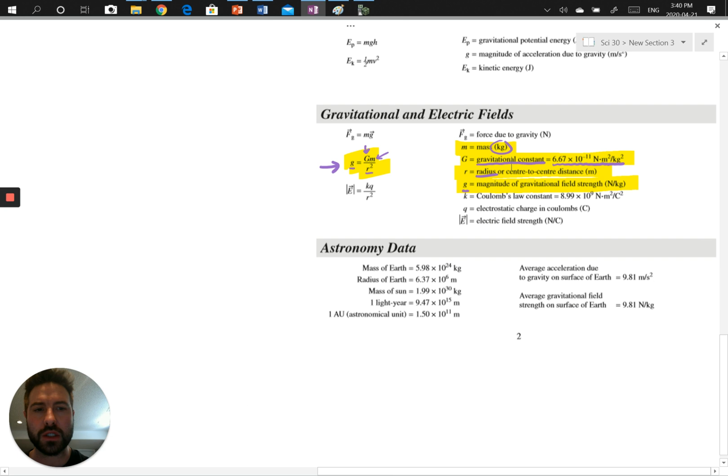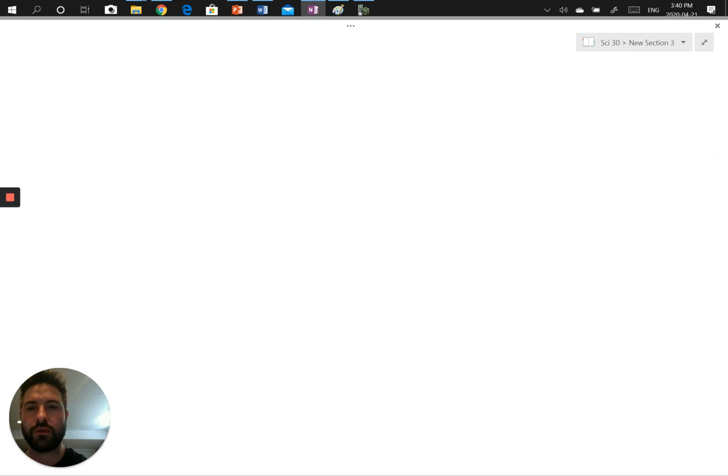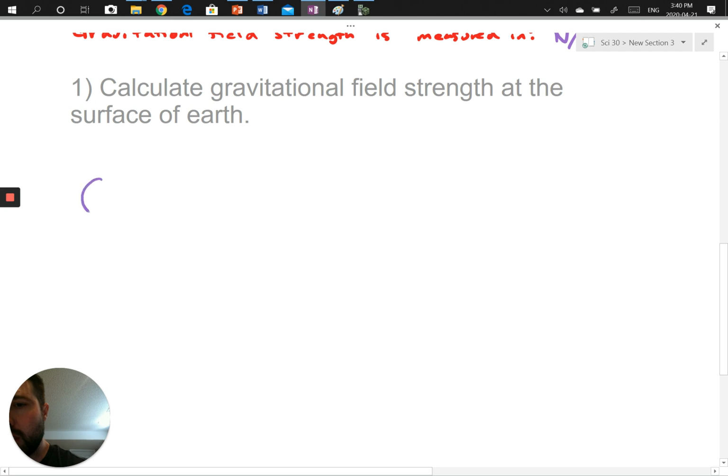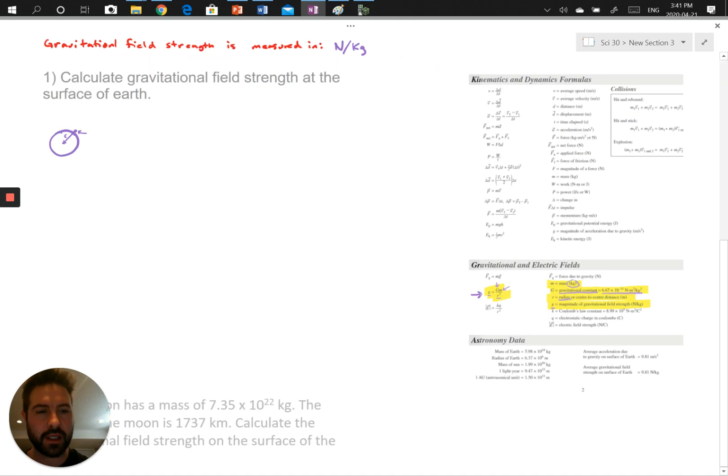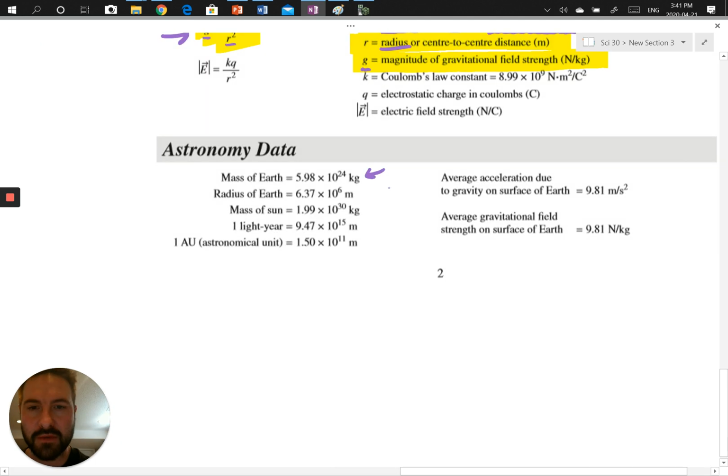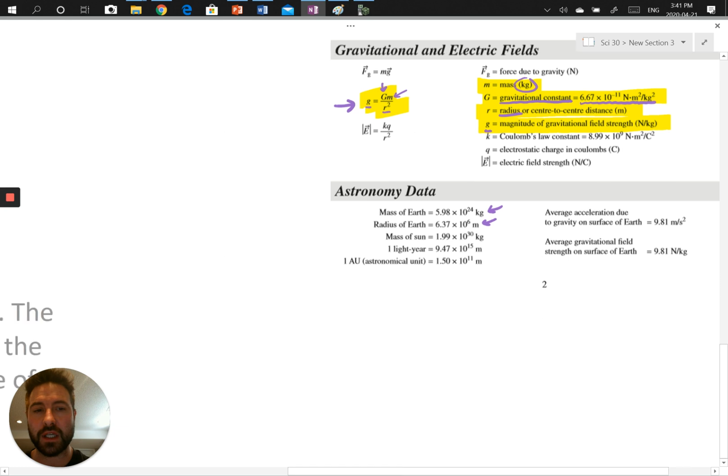So for Earth, let's say this is Earth. Here's the center of Earth, and this would be the radius of Earth. And we want to know, what is the field strength right there? So I need to get a little bit more information. And luckily for me, I have a data booklet. In my data booklet, I'm going to find the mass of Earth, and I'm going to find the radius of Earth. And if I have those two things, I'm going to be able to calculate the gravitational field strength on the surface of Earth. And so let's do that.